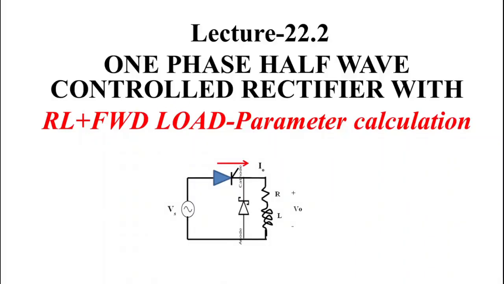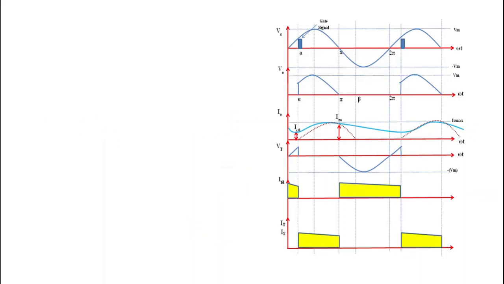This is the second part of lecture number 22, and in this lecture we will see parameter calculation for a one phase half wave controlled rectifier with RL load having a freewheeling diode. So these are the waveforms which we have seen in my previous lecture. On the basis of these waveforms, we will calculate various parameters of this rectifier circuit.